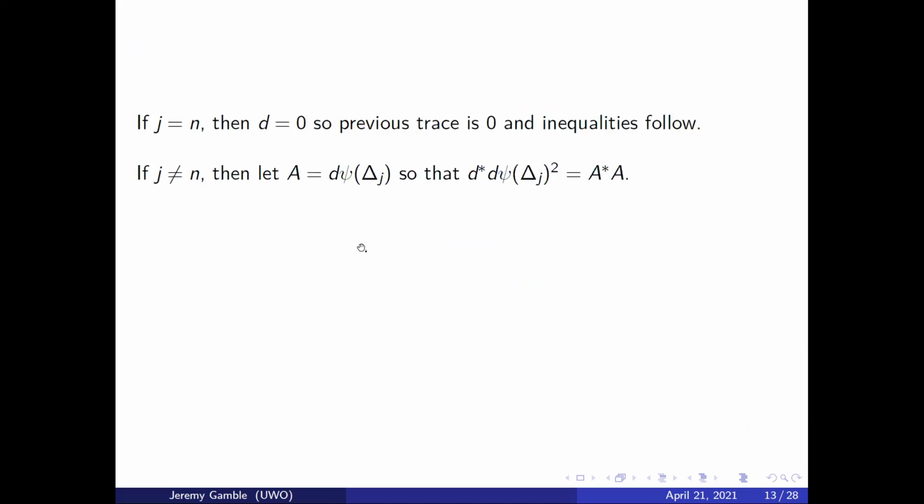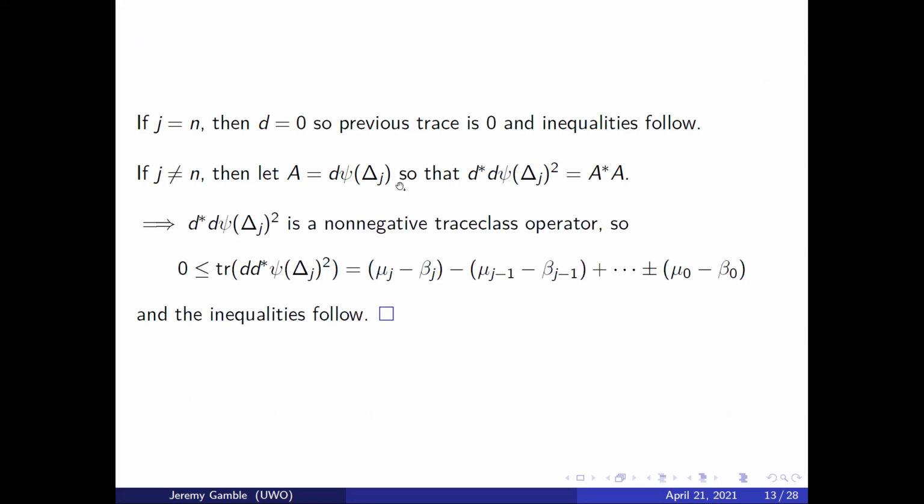And if it's not, then you can write that operator as a star a, where a is a positive operator, and this is trace class as well. And then since you're taking a trace of a positive operator, you know it's greater than or equal to 0, and all those inequalities for the lower dimensional forms follow. So that's how the first lemma goes. So we have our little prototype of the Morse inequalities now.